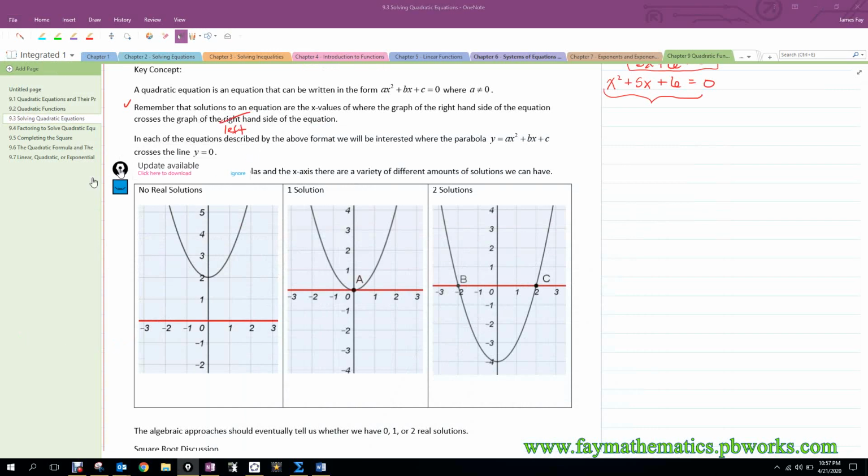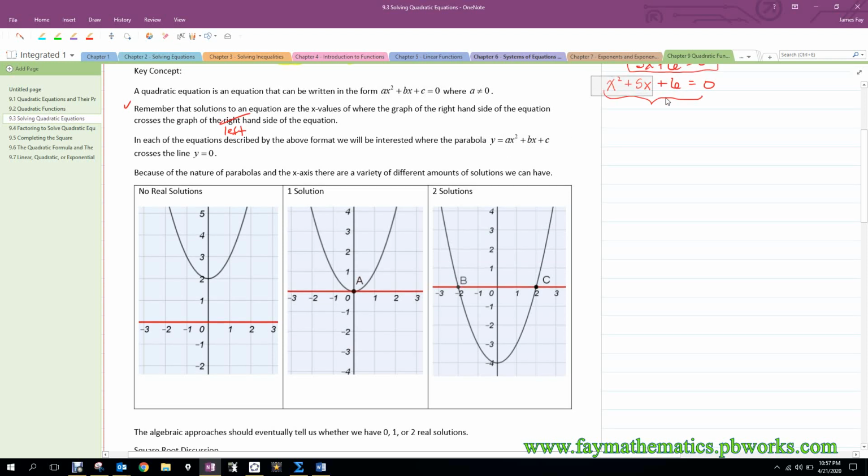It says, in each of the equations described by the above format, we will be interested in where the parabola y equals ax squared plus bx plus c crosses the right-hand side. That's what the left-hand side would mean. So if I had x squared plus 5x plus 6, that would be a parabola. The right-hand side here would be 0, so where would it cross the line y equals 0? Those are the two things that we would graph.